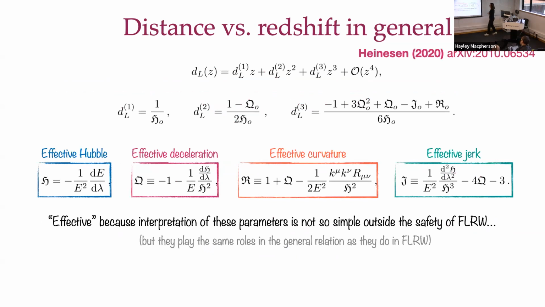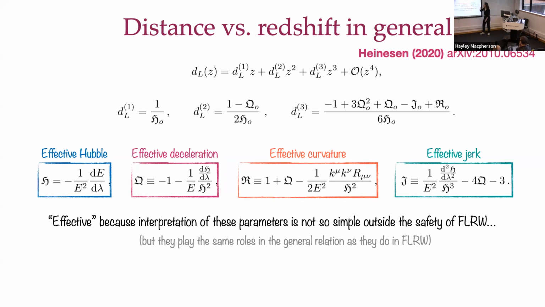This is Asta's formalism here. We've got the same kind of logic: we've done a Taylor series expansion in luminosity distance as a function of redshift. But now you'll notice our three coefficients are written in terms of these curly parameters. These are the effective Hubble, effective deceleration, effective curvature, and effective jerk parameters. The reason I'm saying effective for all of them is because they appear in the same place in the Taylor series expansion as their namesakes. For example, the effective Hubble parameter is named that way because it appears in the same place at first order as the FLRW Hubble parameter.